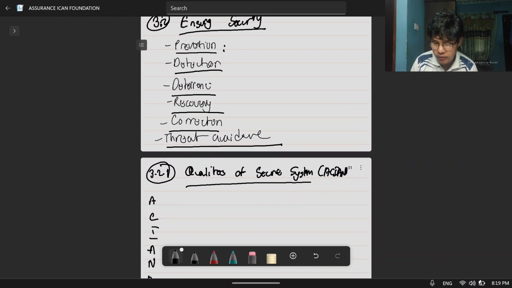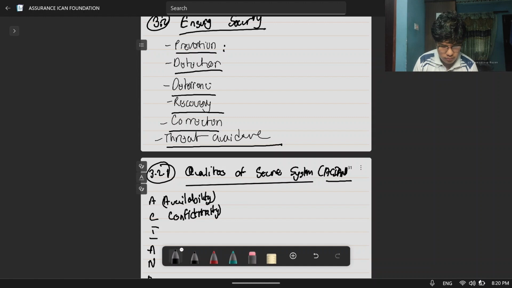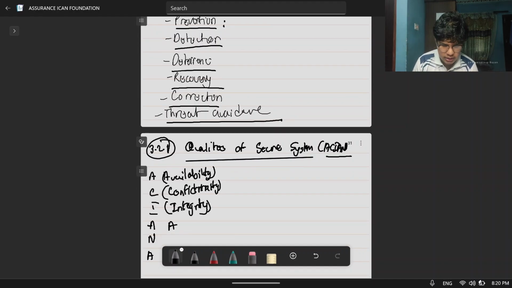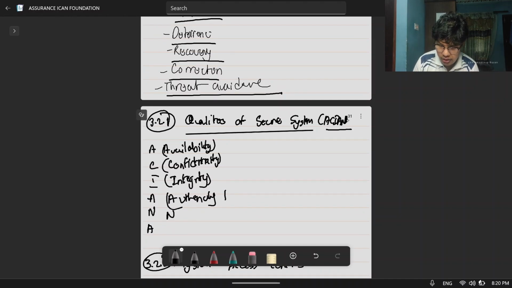And then we have got qualities of a secure system, and it's ASIANA भनेको for A for availability, and C for confidentiality, I for integrity, A for authenticity, and N for non-repudiation, and A for authorization.